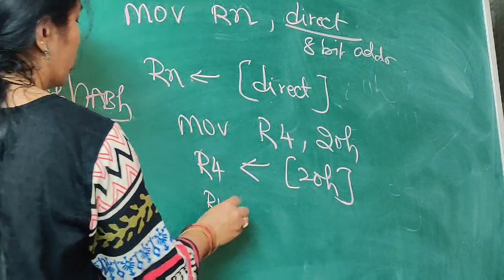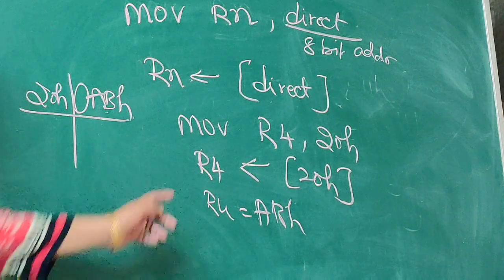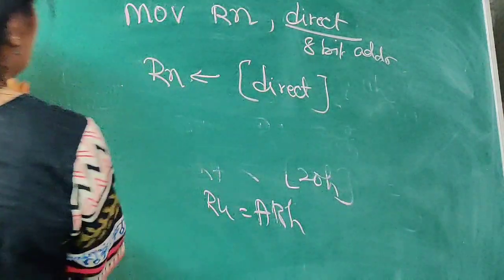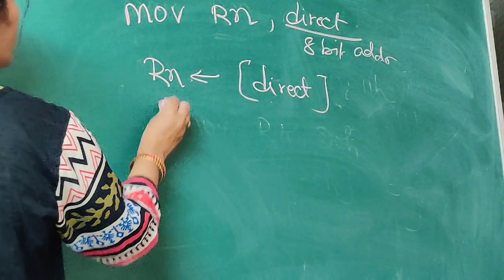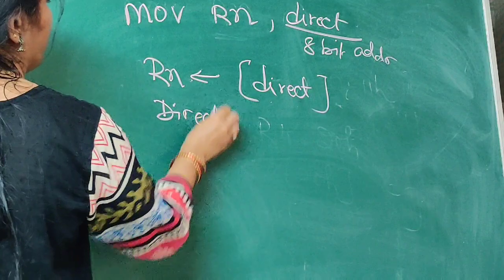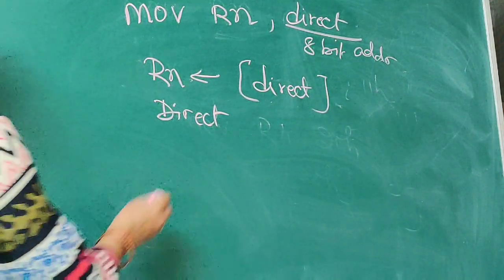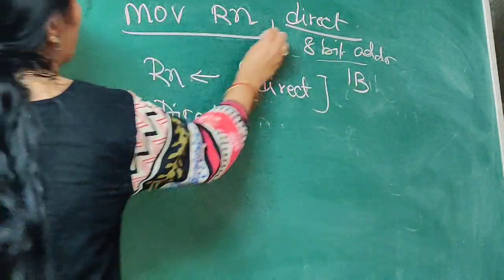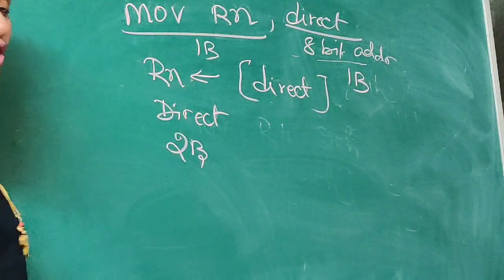So what comes into R4? AB hex. So this is going to be the meaning of this instruction. Okay, now what is the type of the addressing mode? It is direct addressing mode. And the length of the instruction: the address is 8 bit, 1 byte, and the opcode takes 1 byte. So the total length of the instruction will be 2 bytes.